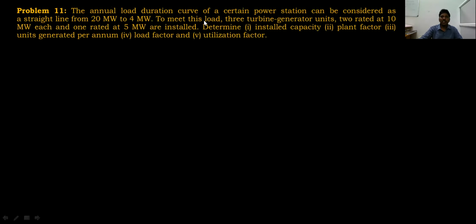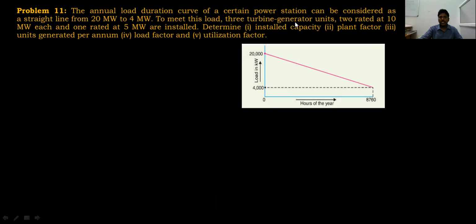The annual load duration curve of a certain power station can be considered as a straight line from 20 megawatts to 4 megawatts. To meet this load, 3 turbine generator units are used, 2 rated at 10 megawatts each and 1 rated at 5 megawatts. So totally 3 units are there. 10 plus 10 is 20, plus 5, that is 25 megawatts. Determine the installed capacity. Installed capacity means the generators installed in the power plant. So the total generator units installed are 25 megawatts.